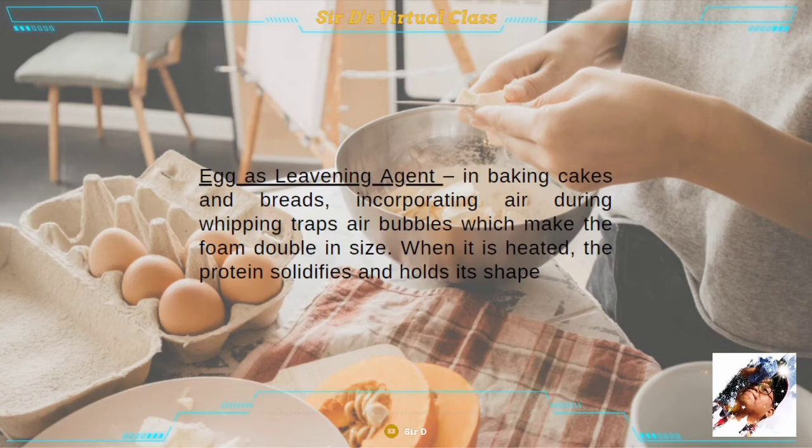And lastly, in culinary, we use eggs as a leavening agent. So we have learned in baking that a leavening agent creates double volume of the product. It also improves the texture, the mouthfeel of the product. The incorporation of the air in the eggs doubles the volume or the size of the baked product, and also the protein content solidifies and holds the shape of the baked product or baked good.